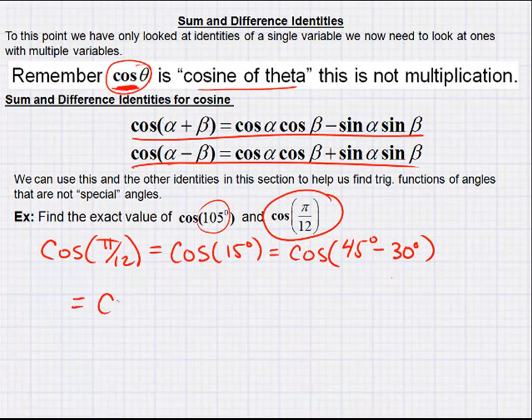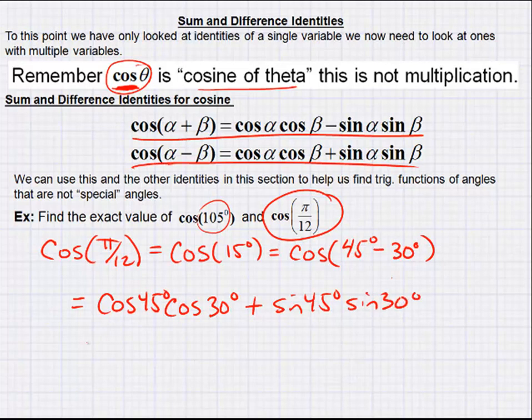So I'm going to say the cosine of 45 degrees times the cosine of 30 degrees plus sine of 45 degrees times sine of 30 degrees. Cosine of 45 is square root of 2 over 2. Cosine of 30 is square root of 3 over 2. Sine of 45 is square root of 2 over 2. Sine of 30 is 1/2.